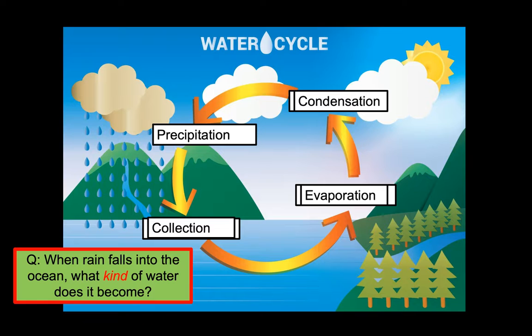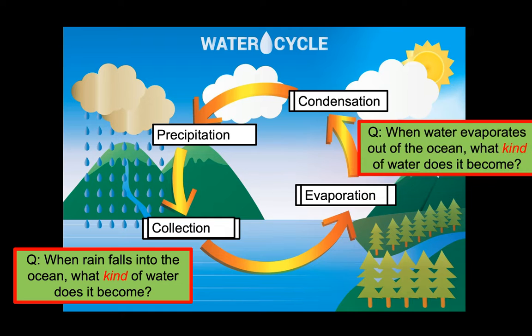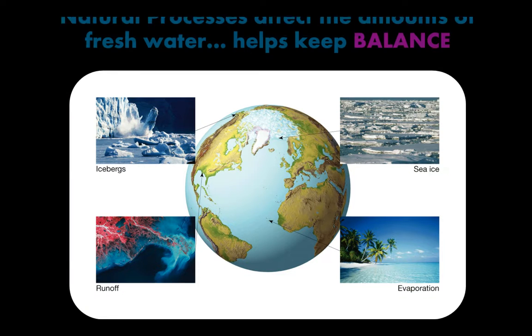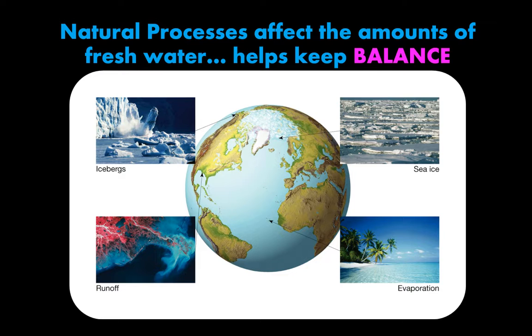So, quick questions for you. When rain falls into the ocean, what kind of water does it become? That's correct, it becomes salt water. What about when water evaporates out of the ocean? What kind of water does it become? Very good, fresh water. So we can see that natural processes keep this fresh and ocean water in balance, where we have about 97.5% salt water and about 2.5% fresh water. So the natural processes help keep everything in balance.